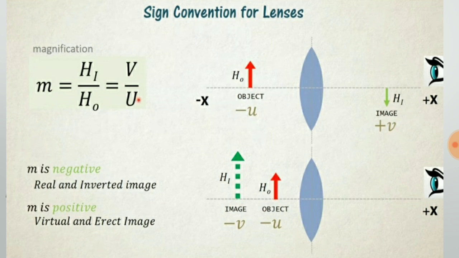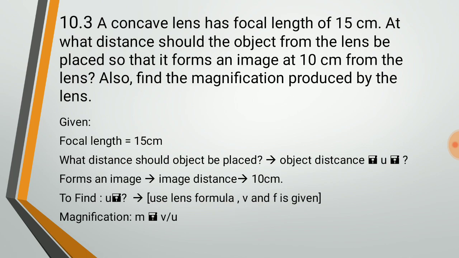In a similar manner, the dotted green color line in the second image is a positive image. Since it is appearing perpendicular and above the principal axis, we always measure it as positive. So if magnification is negative, that means the image is real and inverted. If magnification is positive, then it means that the image is virtual and erect.